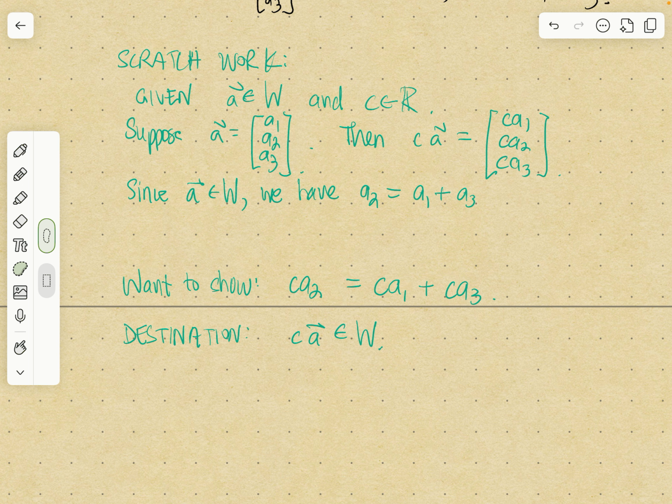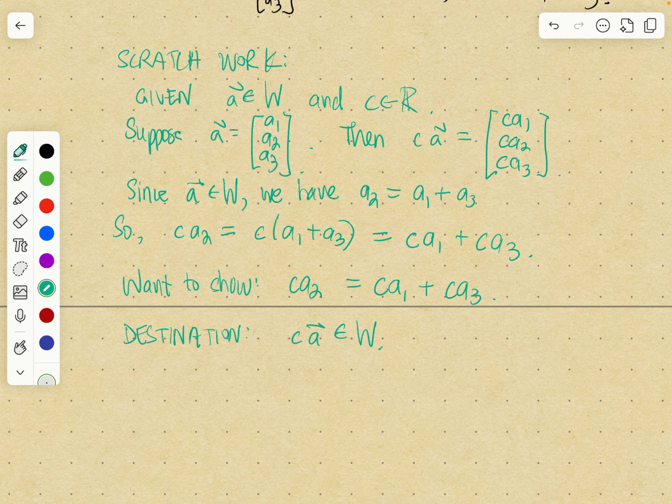Yes, we can multiply both sides of this equation by C, and that will give you C times A2 on the left, and then it'll give you C times parentheses A1 plus A3 on the right, and then when you distribute, you're going to get that. Okay, perfect. So let's write that down. Since A is in W, we have A2 equals A1 plus A3. So C times A2 is going to equal C times parentheses A1 plus A3, and that, by the distributive property, is C times A1 plus C times A3. And that's what we wanted to show, right?